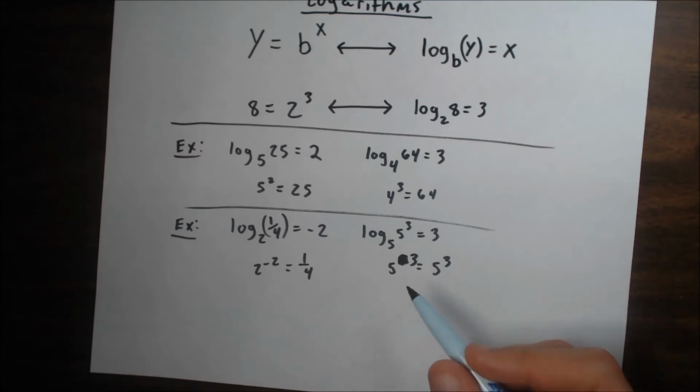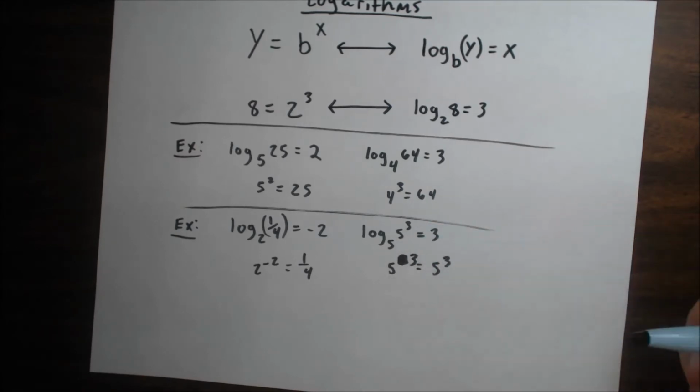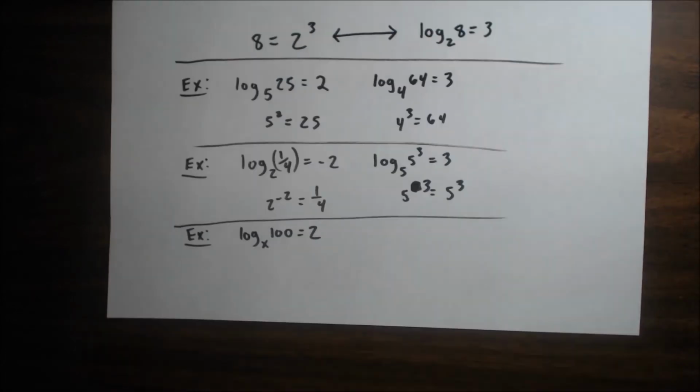Okay, 5 to the third is 5 to the third. So let's say that again. What power of 5 gives me 5 to the third power? 3. Just kind of a trick question that people like to ask sometimes.